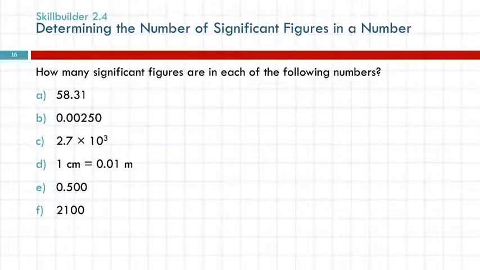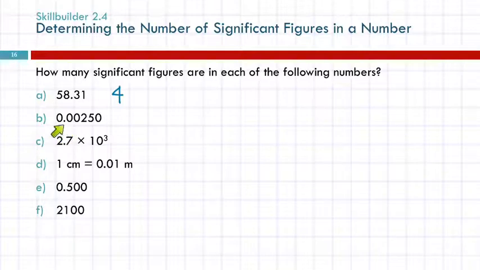Okay, so let's look at this example. Determine the number of significant figures in these numbers. So the first one is 58.31. How many significant figures? 4. That one should be fairly easy because there weren't any zeros, right? All non-zero digits are significant.